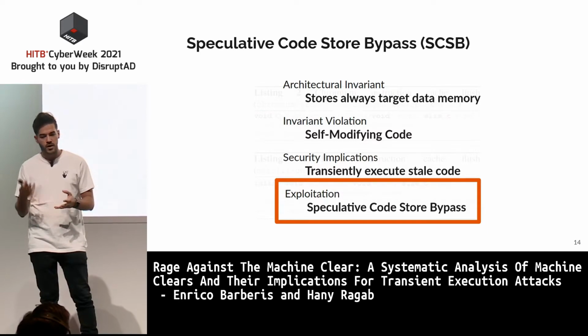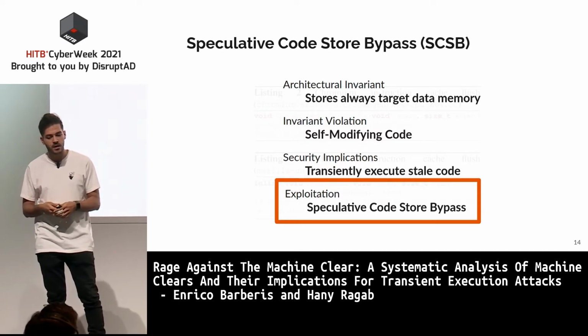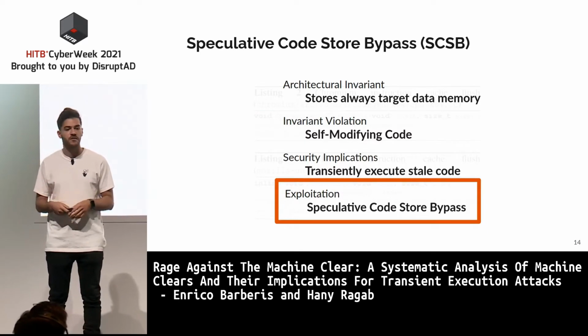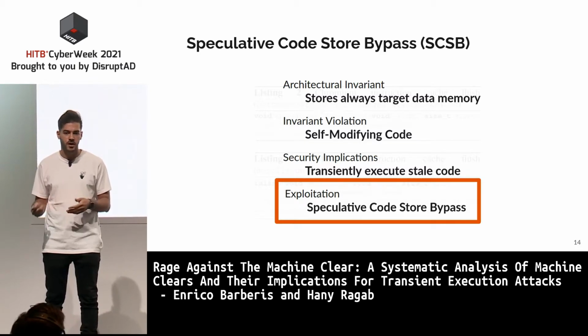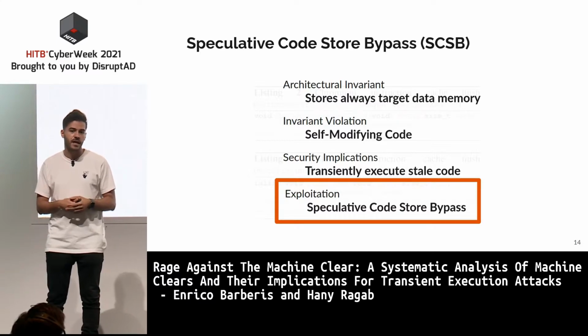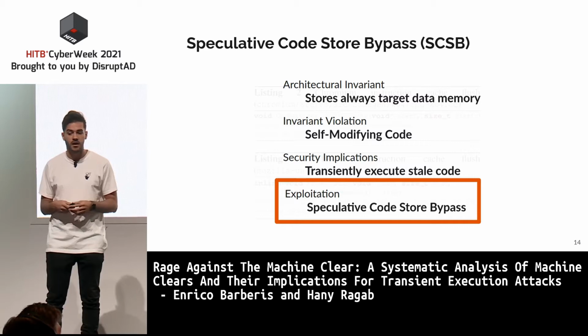So for exploiting SMC, we have speculative code store bypass, which allows an attacker to execute stale code, which is somehow similar to its architectural counterpart, the use-after-free attack primitive, where an attacker is accessing a memory that is not referenced anymore.